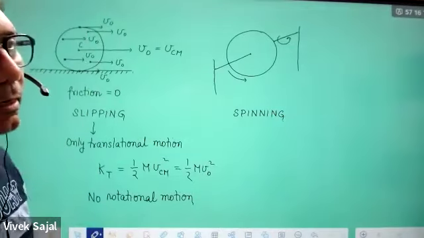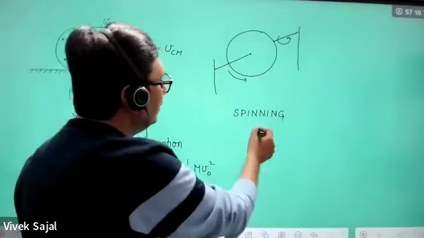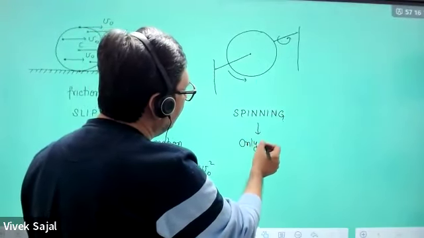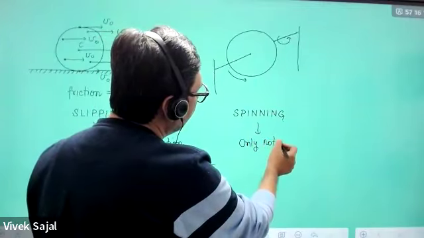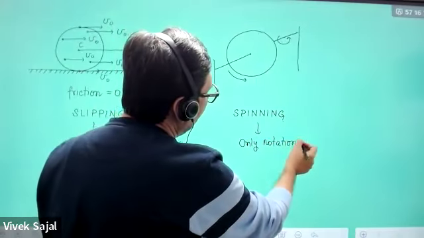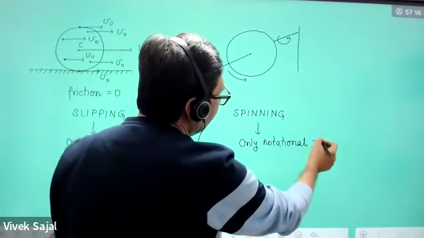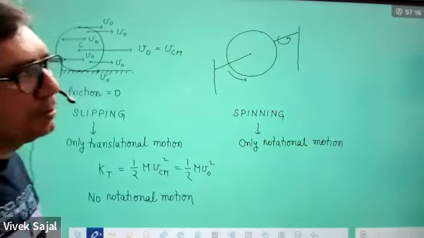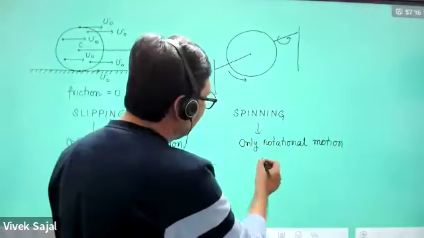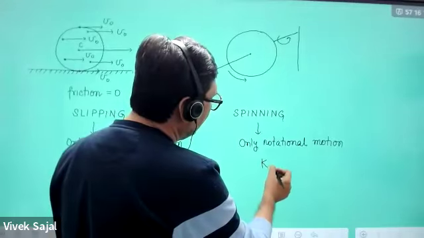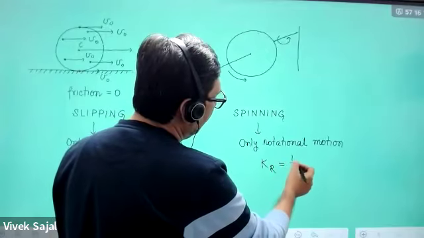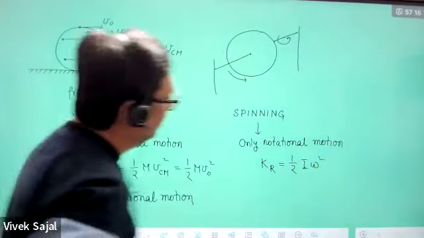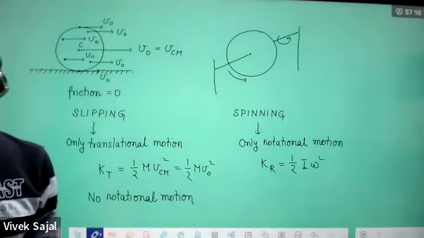And what will be the kinetic energy? What type of motion is there here? Only rotational motion. So there will be only rotational motion. So what will be the kinetic energy here? That will be rotational kinetic energy, and that will be how much? 1 by 2 I omega square. We have just found it out. So this will be the rotational kinetic energy.